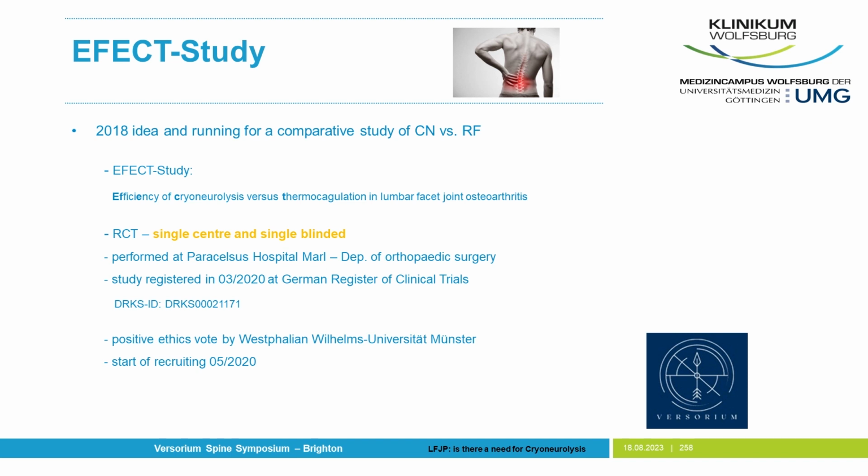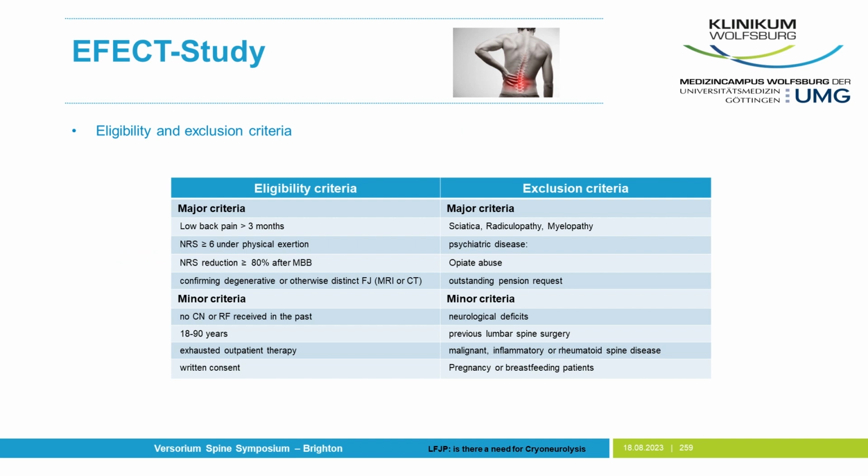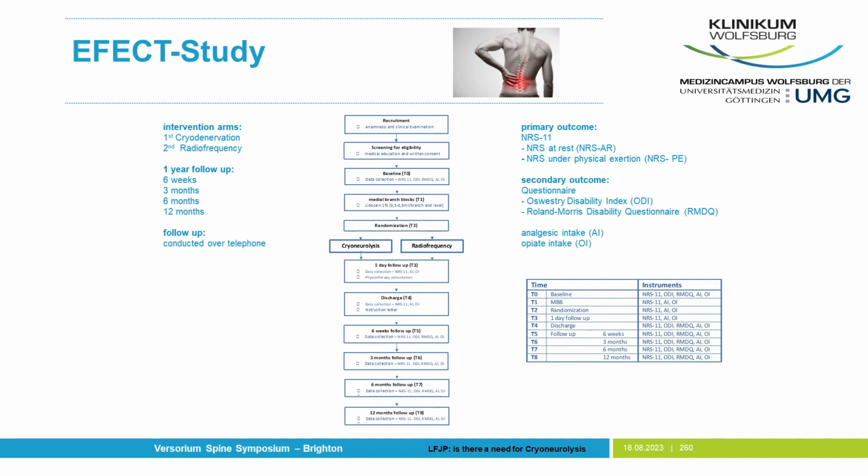It's an RCT, single center and single blinded, performed at Marl Hospital, Department of Orthopaedic Surgery. We started recruiting in May 2020, and we had a lot of eligibility and exclusion criteria. I want to point out the NRS over 6 under physical exertion and the NRS reduction over 80% after the medial branch blocks, which maybe is very high rated. We had 2 intervention arms, 1 year follow-up. Follow-up was conducted over telephone. We ran the study through the COVID lockdown.